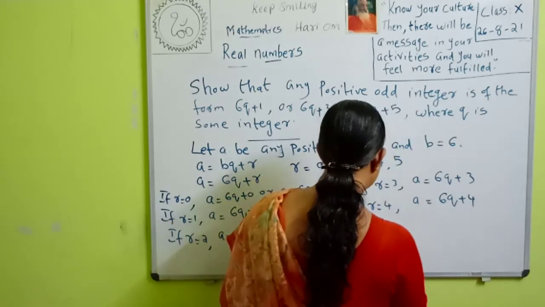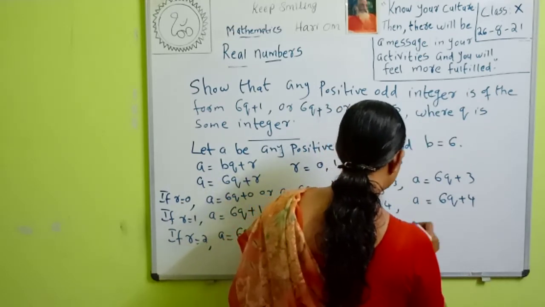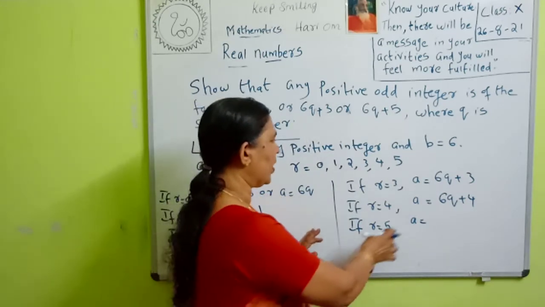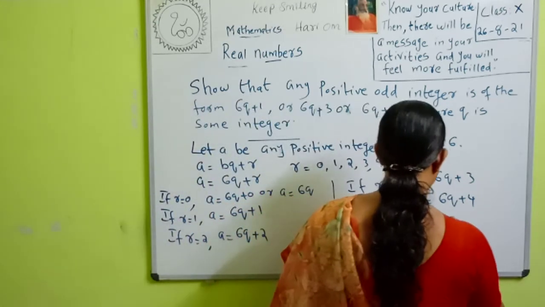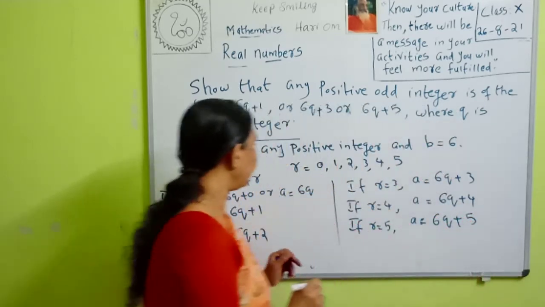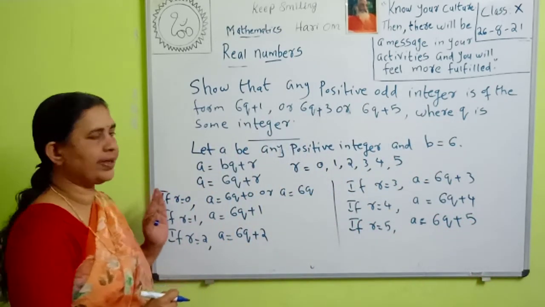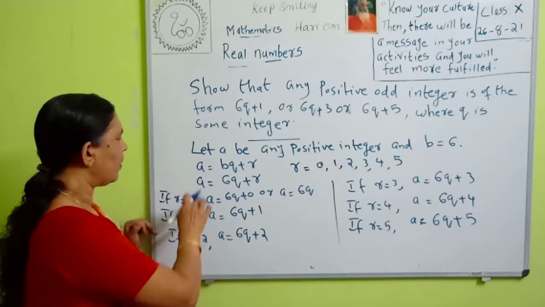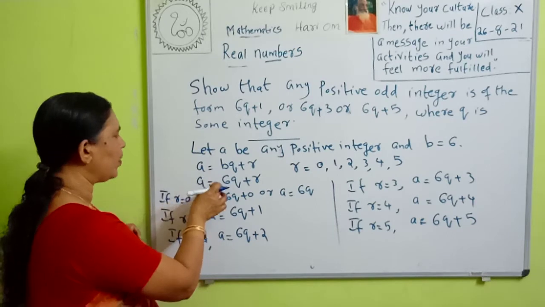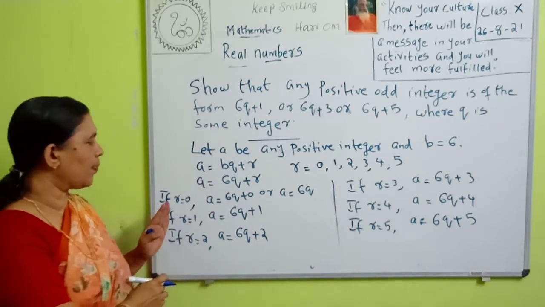Then if r is equal to 5, what is a? It is equal to, instead of r we put 5: 6q plus 5. So, let a be any positive integer and b is equal to 6. Then by Euclid's algorithm, a is equal to bq plus r. Then instead of b we put 6: a is equal to 6q plus r.